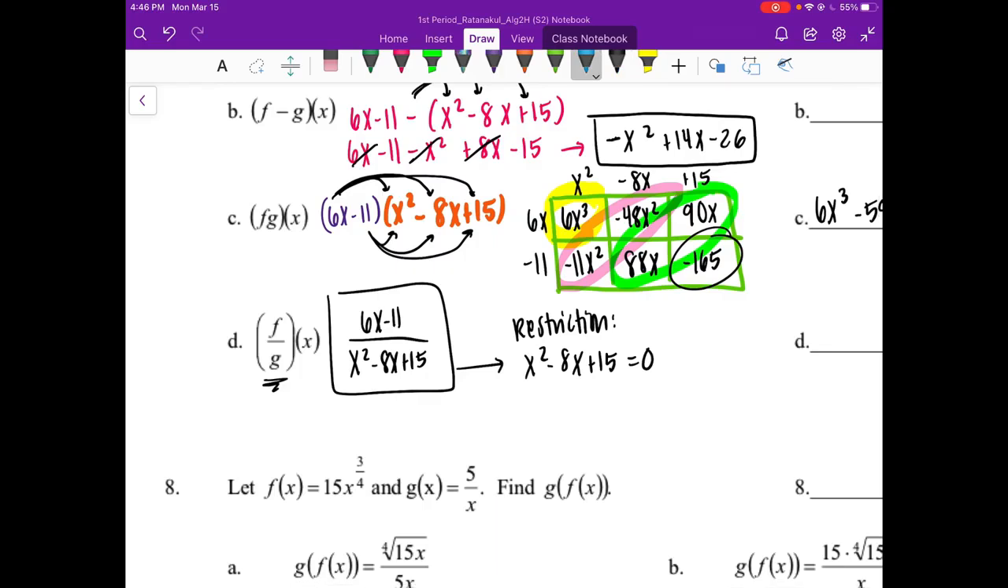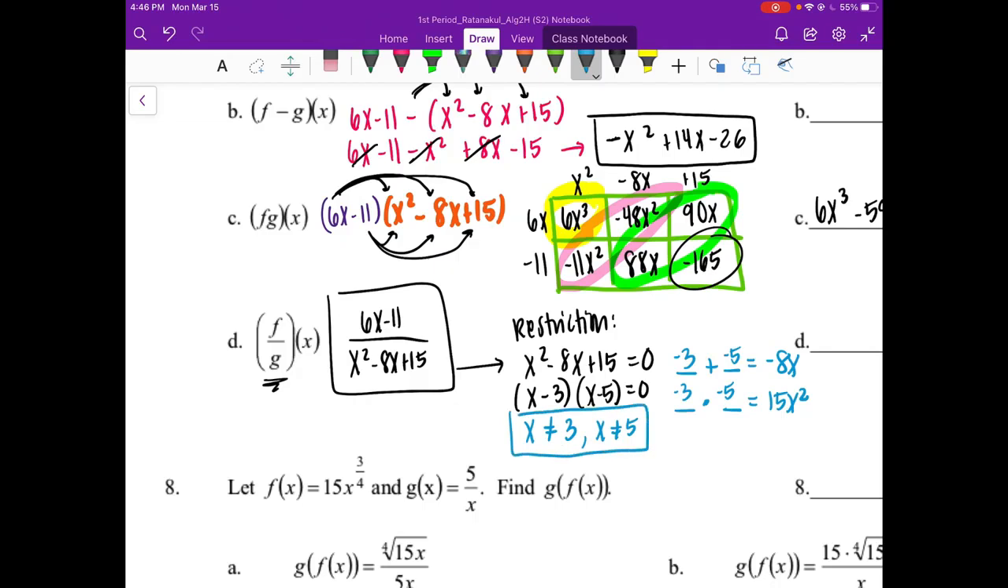From here, you can think about using quadratic formula or factoring. So if we are factoring, we're thinking about two numbers that add to negative 8, but multiply to 15. So two numbers here would be negative 3 and negative 5. So I have x minus 3, x minus 5 equal to 0. If I set those each equal to 0, my restriction will be x cannot equal 3 and x cannot equal 5. Those are the two values that would make my denominator 0.